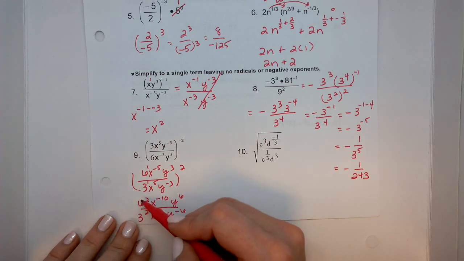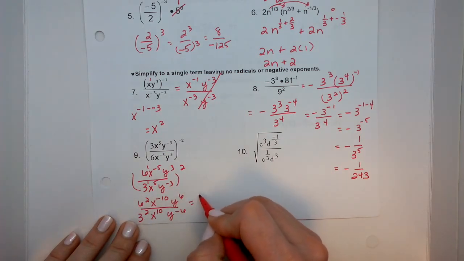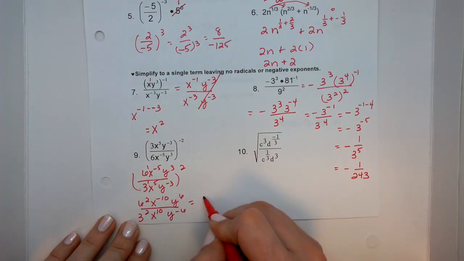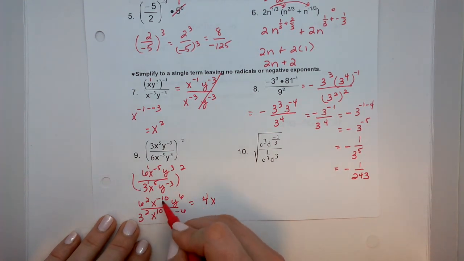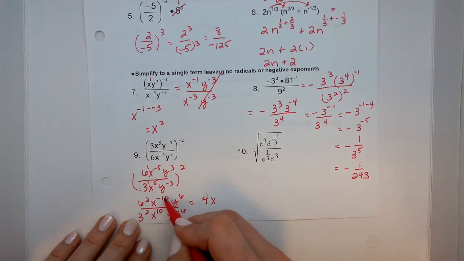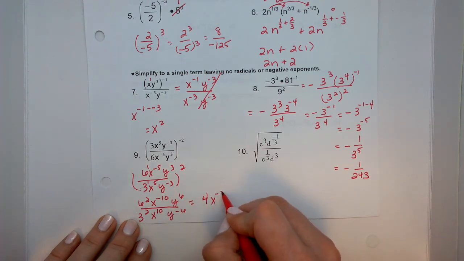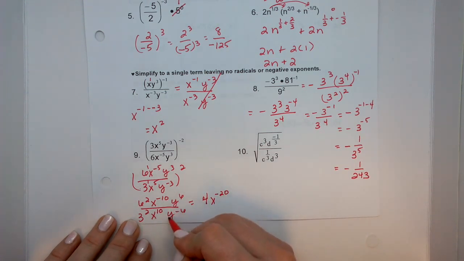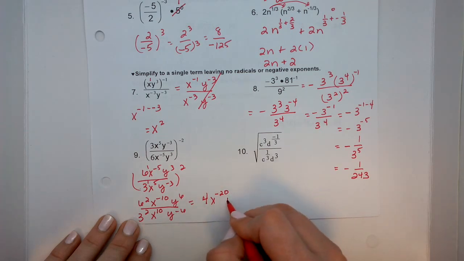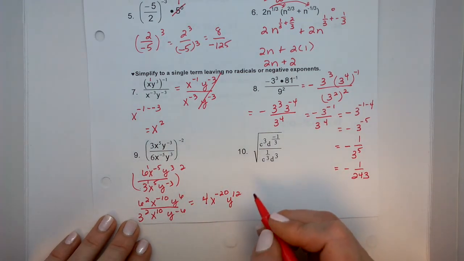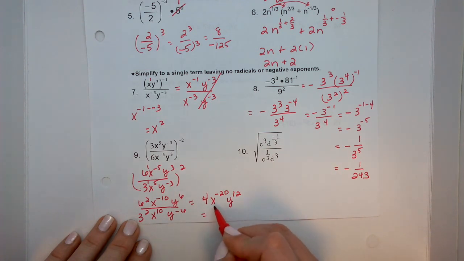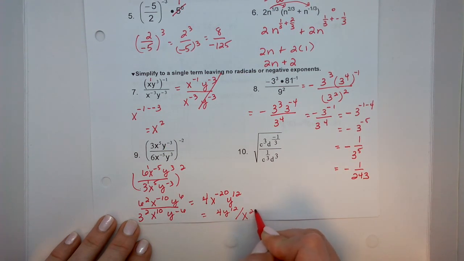Okay, at this point, I want to go ahead and take care of my coefficients. So I have 36 over 9, which is 4. The x's have the same base. I'm going to subtract the exponents. So negative 10 minus 10 is negative 20. And then the y's, I have the same base. I want to subtract the exponents. So 6 minus negative 6 is a positive 12. The only thing I can do from here is move x to the 20th to the denominator. So I have 4y to the 12th divided by x to the 20th.